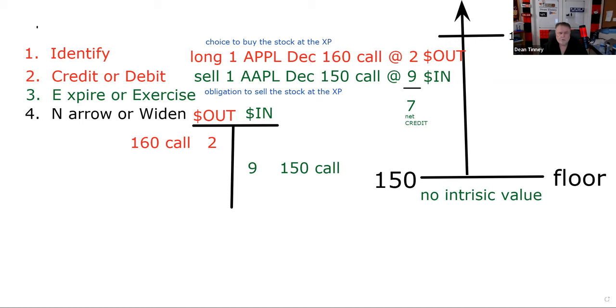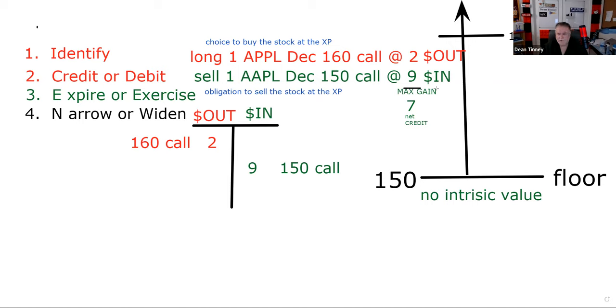Now in options, whenever you agree to be a potential victim, the best case is you agree to be a potential victim and nobody victimizes you. And so our fifth thing we have to be able to do is determine the max gain. And the max gain is whatever monies you've collected. Whenever you sell a call, you sell a put, you sell a straddle, you sell a spread, when you have money in, the best case is the contract or contracts expire and you get to keep the money. It doesn't get any better than that.